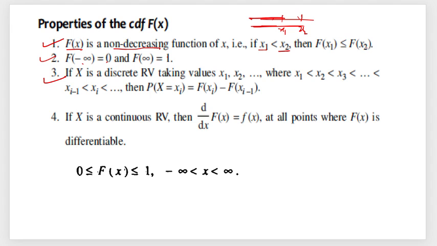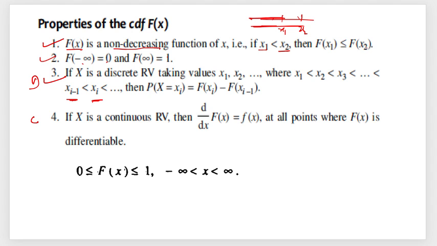Third property says, now this is one of the important properties because it will help us in evaluating the probability at a point for the discrete case. So this is used for discrete and this we will use for continuous. Now this says that if we have the random variable in this manner, I know that this xi-th value is just next to the xi minus 1.